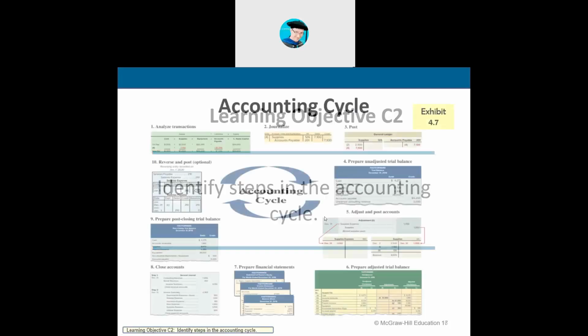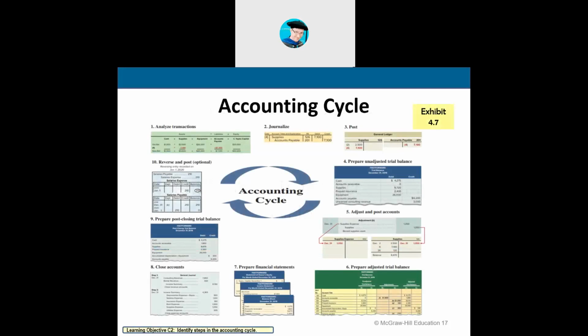Okay, so the steps of the accounting cycle. We went through the whole accounting cycle in the past 3 chapters. First, we analyze transactions. Second, we make our journal entries, called journalizing. Third, we post our journal entries to our general ledger. The fourth step is we prepare an unadjusted trial balance. The fifth step is we make our adjusting entries.